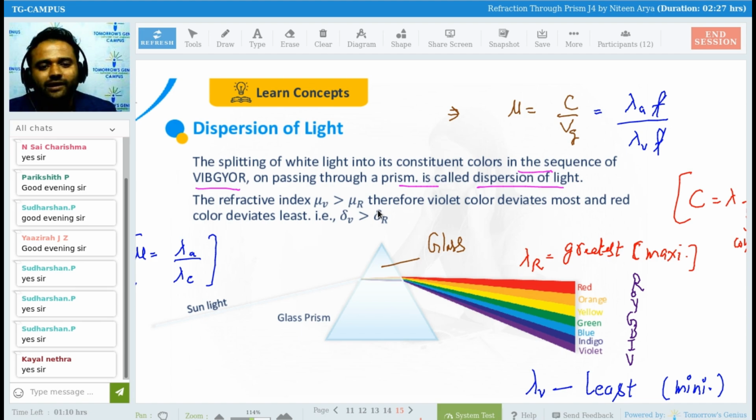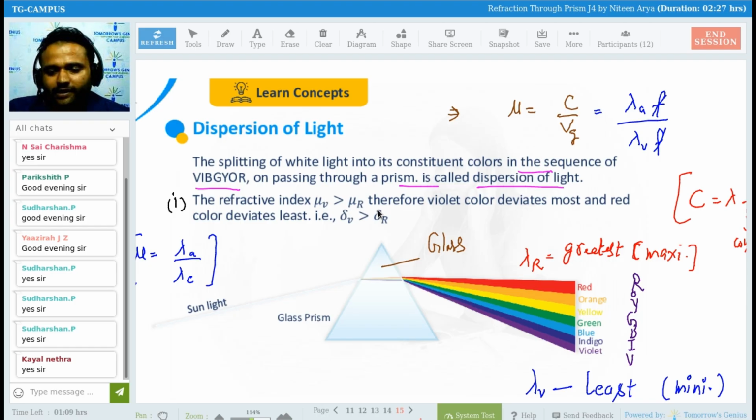So when they ask why violet color deviates more, obviously the first point we are going to write is this: the refractive index of violet, mu v, is going to be greater than mu r. If it is a 1 mark question, that is enough. But if it is a 3 mark question, you need to explain that also.